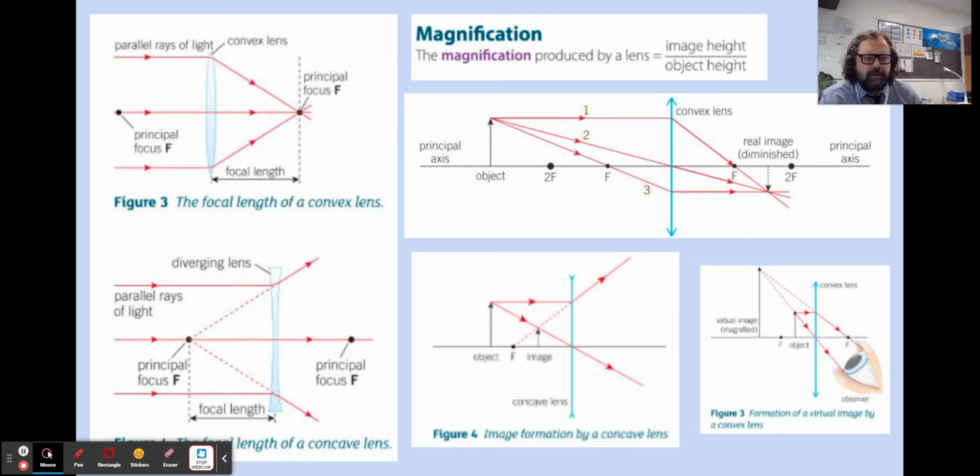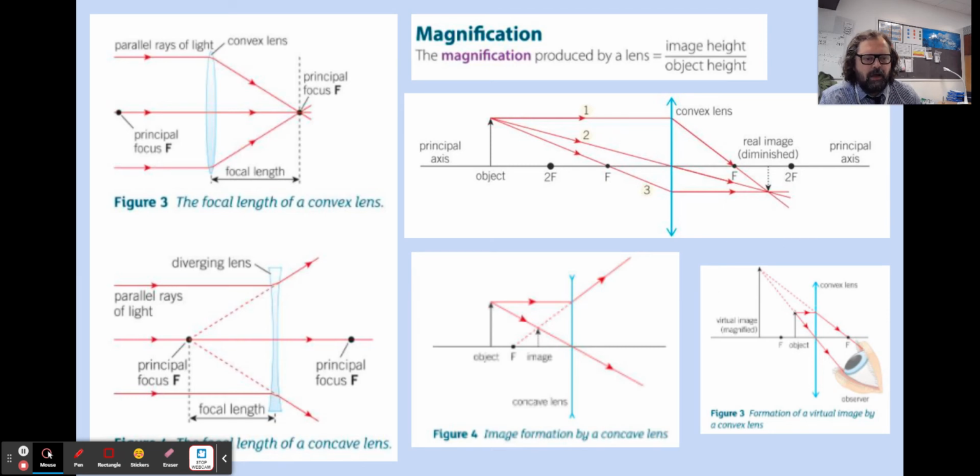A special case of when the object is very close to the lens is shown in figure 3, and somebody looking through the lens will see a magnified image of the thing that you are looking at. This is how a magnifying glass works.